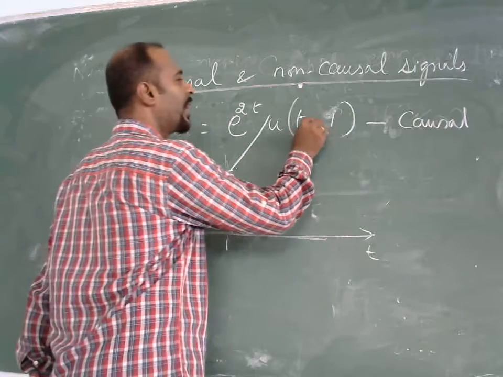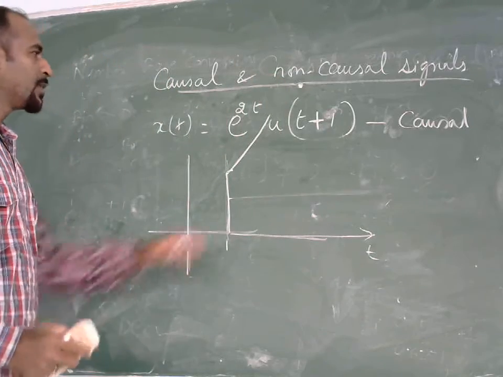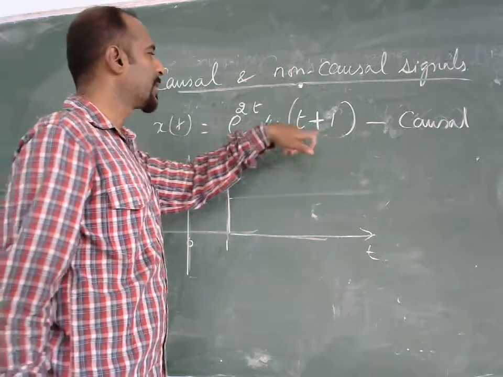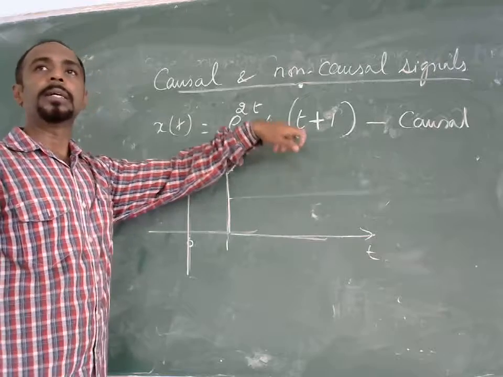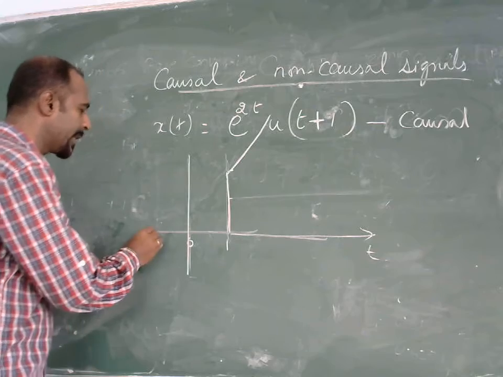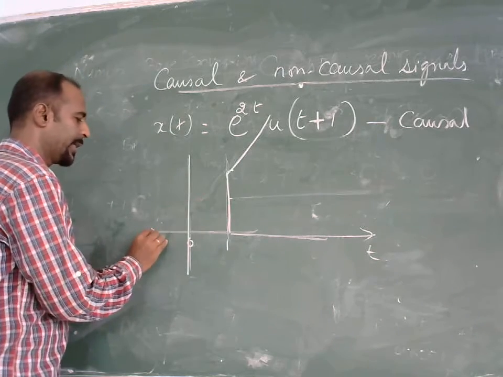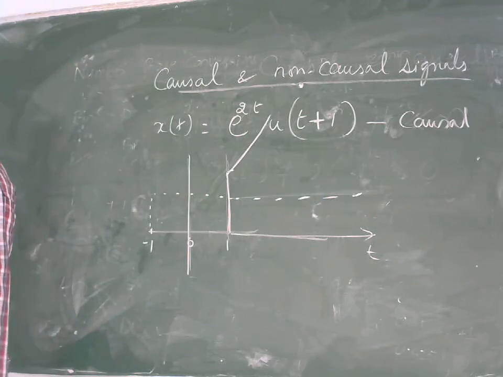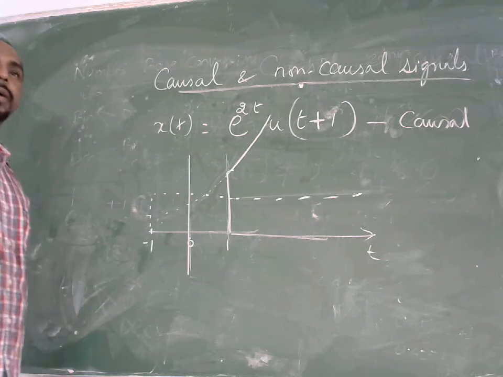Now, if the same signal, if I just put it as u of t plus 1. As you know from the basics of signals, what do you mean by u of t plus 1? The signal u of t starts at t equals minus 1. So where is minus 1? This is t equals minus 1. So the signal starts from here. To differentiate, I am drawing the dotted line.